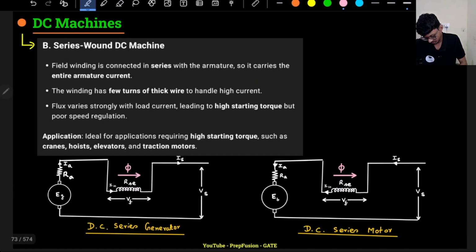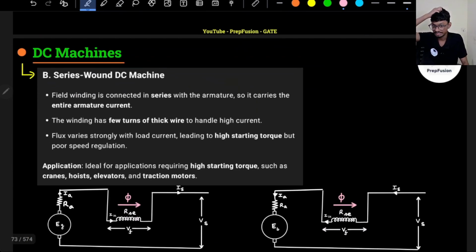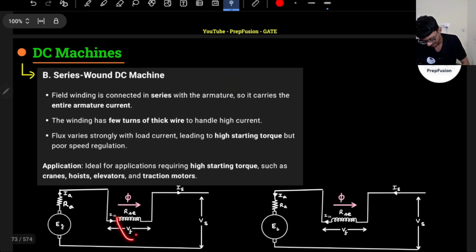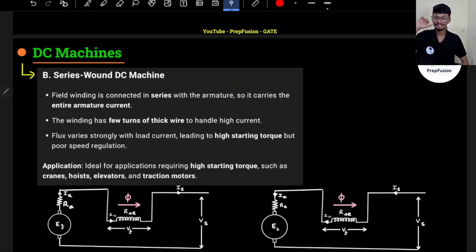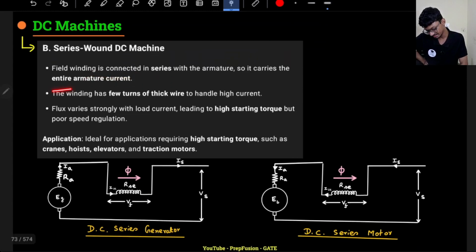Okay, now let's discuss the next one, that is the series wound DC machine, right? In a series wound DC machine, the field winding, instead of being connected in parallel to the armature, will be in series with the armature. That's why the name series wound DC machine. So the field winding is connected in series with the armature, so it carries the entire armature current. Whatever the current across the armature, the same current will flow through the series field.